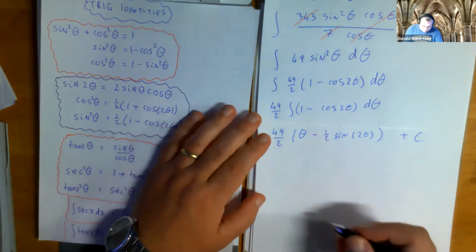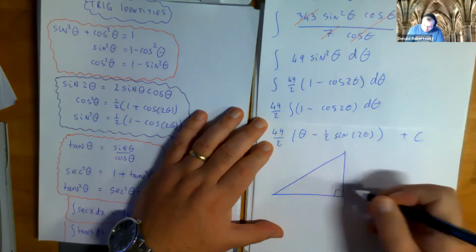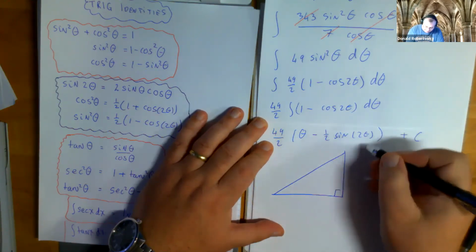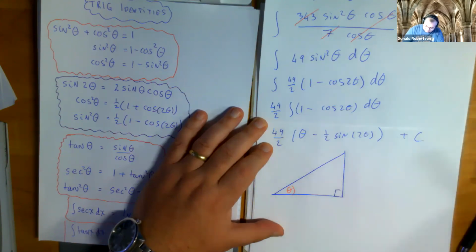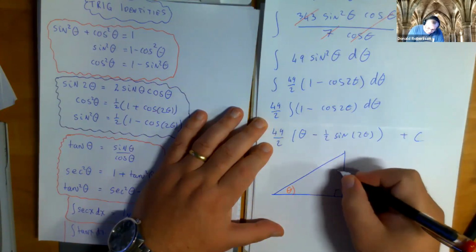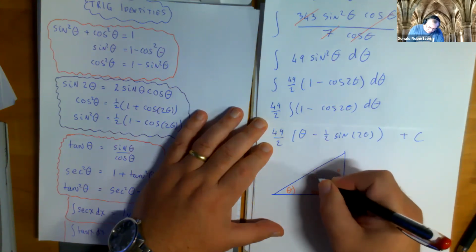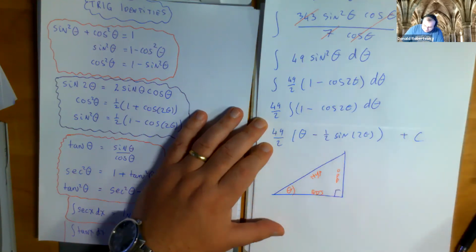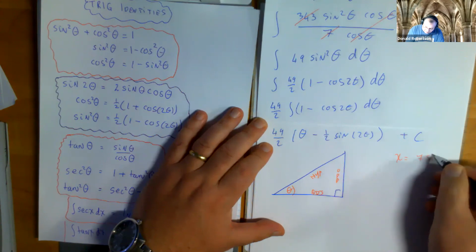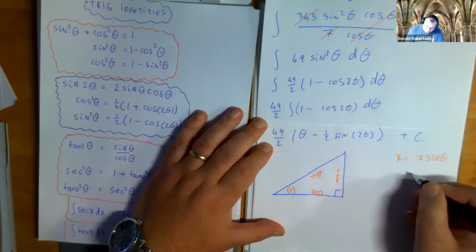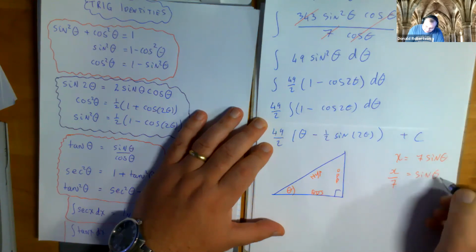Now I need to build a triangle. And this right angle triangle is going to take these guys eventually and turn them into x's for me. So here's my theta. I guess I'll do red. This is going to be the opposite. This is going to be the adjacent. And this is going to be the hypotenuse. And the x sub that I used was 7 sine theta, which if you divide both sides by 7, you get that.